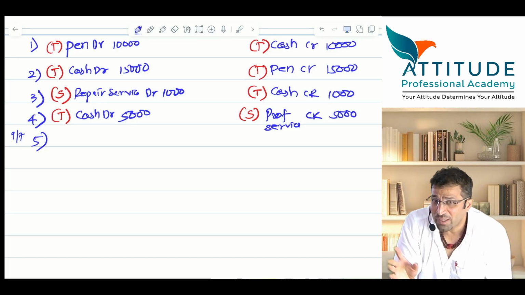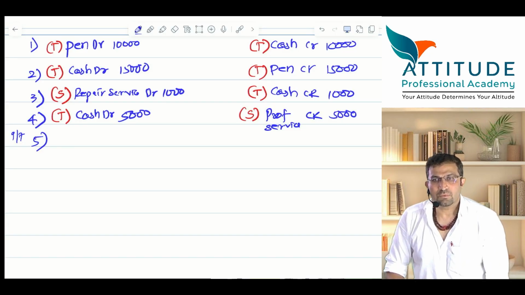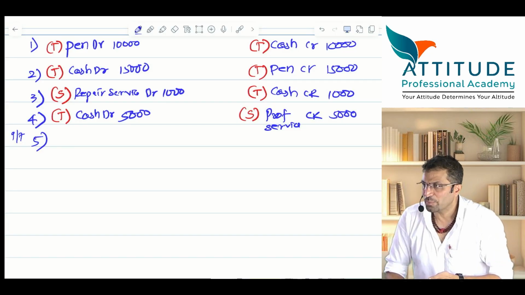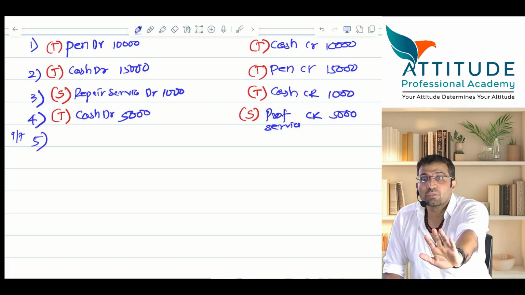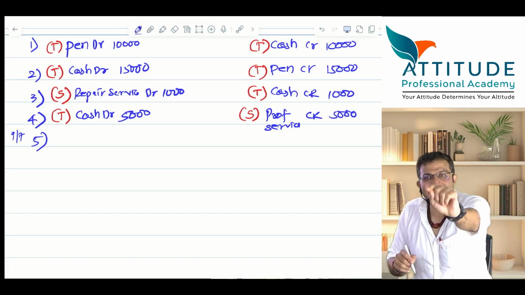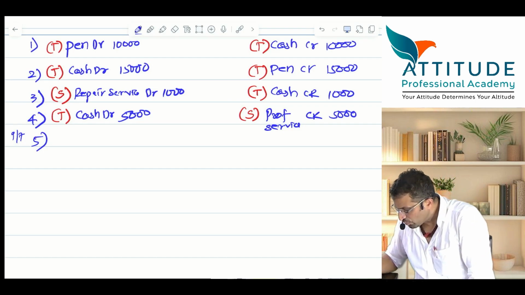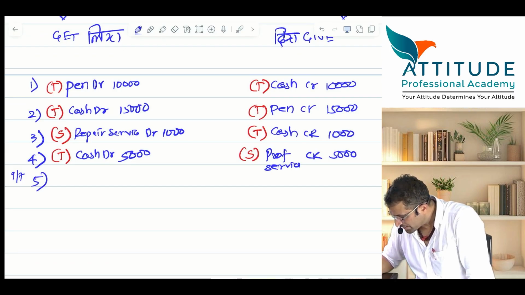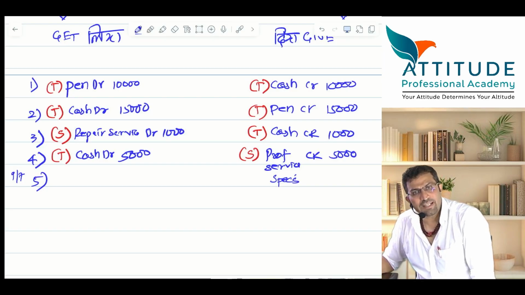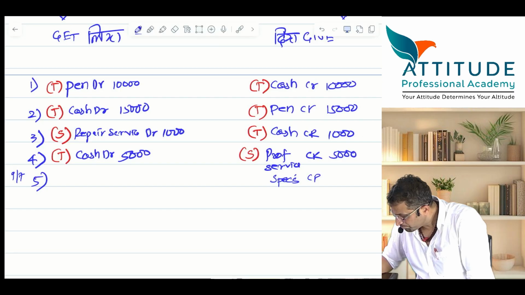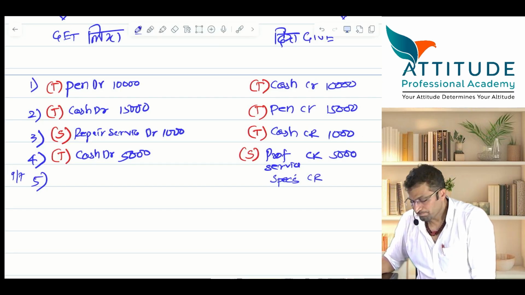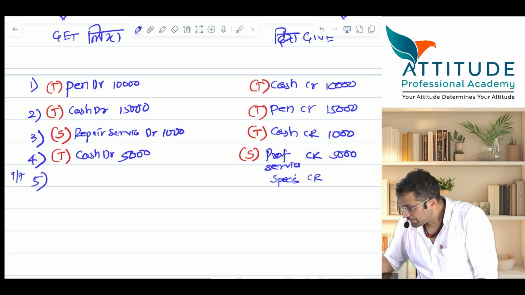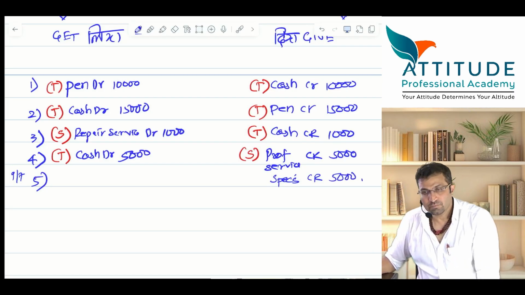Did this transaction happen or not? Yes, the transaction happened. You have sold the specs to me. Only thing, I have yet to pay the money to you. Yes or no? Now, in this transaction, what did you give? What did you get? What you give is very simple. Specs, chashma. Yes or no? Correct? 5,000.